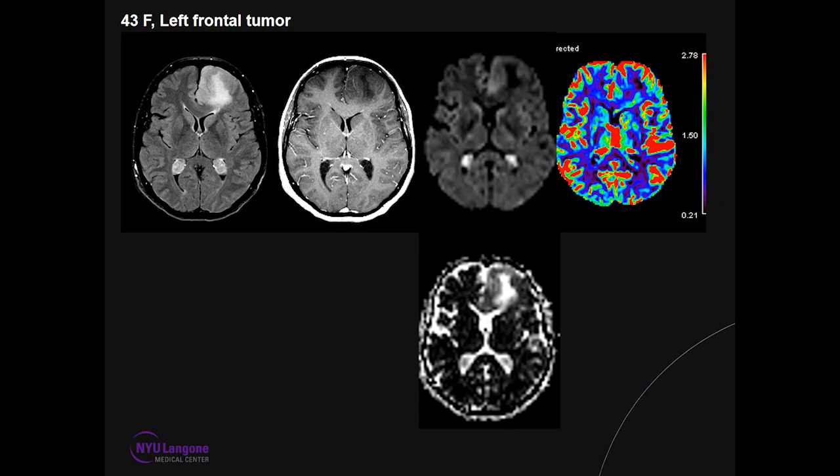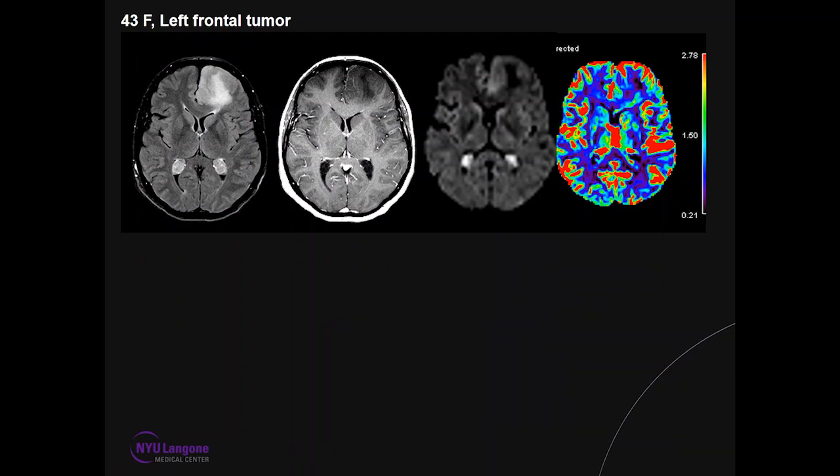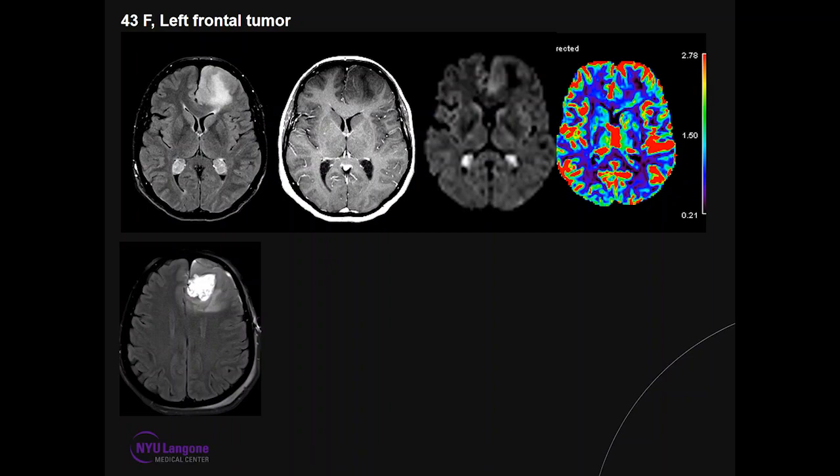Another example over here is a 43-year-old female with a left frontal lobe tumor. If you look at the tumor, there is not much enhancement. There is non-enhancing FLAIR expansile signal abnormality. There is some restricted diffusion in the medial part of the tumor and some increased blood volume also in that medial part. However, the tumor looks very innocuous, almost like a low-grade glioma would. The patient undergoes a partial resection, and the histopathology comes back as anaplastic astrocytoma, WHO grade 3.